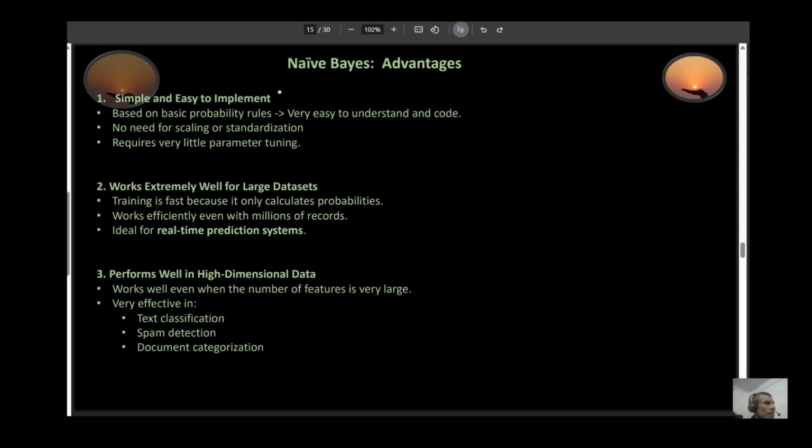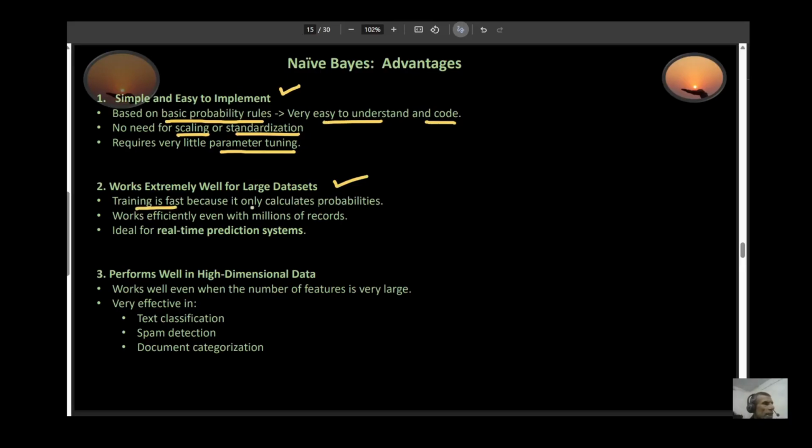Now, let's look at some of the advantages of naive Bayes. The first one is that it is very simple and easy to implement. Well, that's because it's based on simple basic probability rules. It's easy to understand and easy to code. You don't have to do any scaling or standardization. Also, it requires very little parameter tuning.